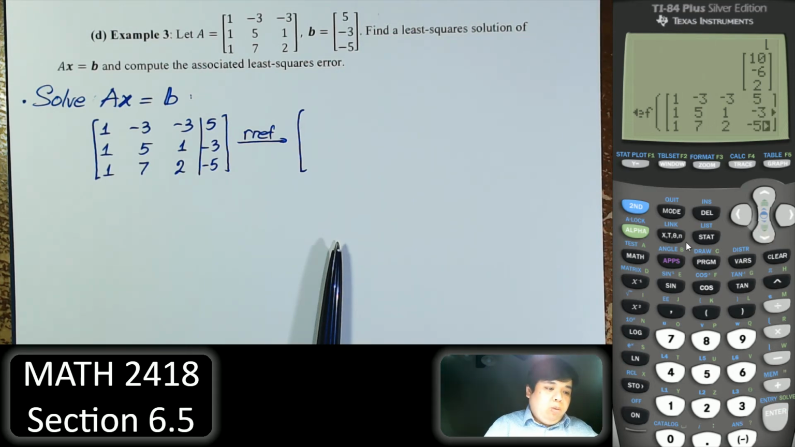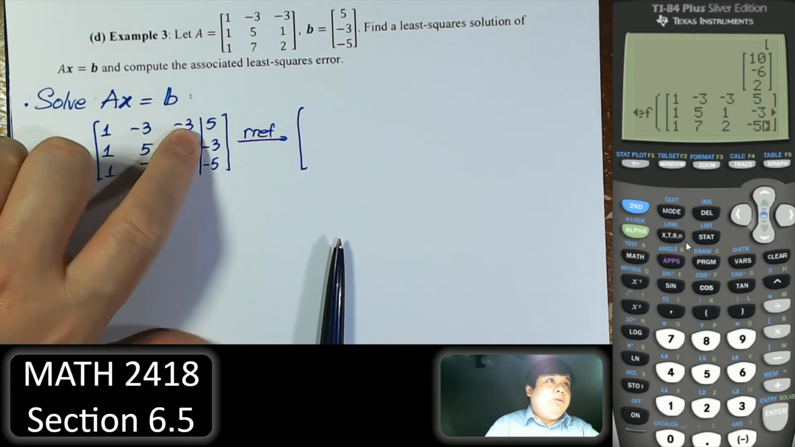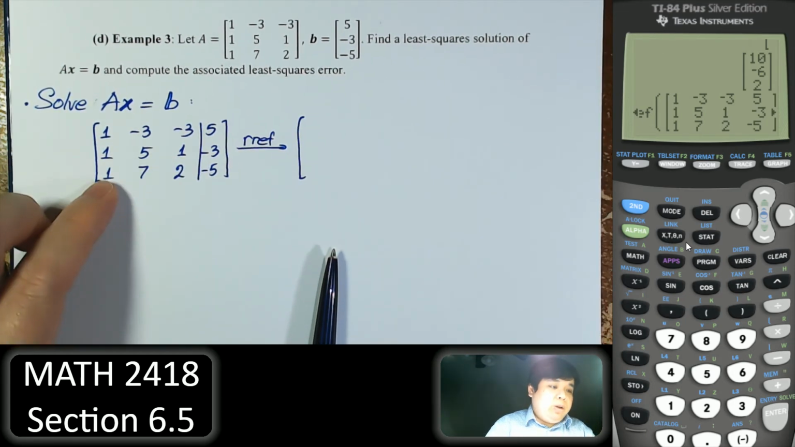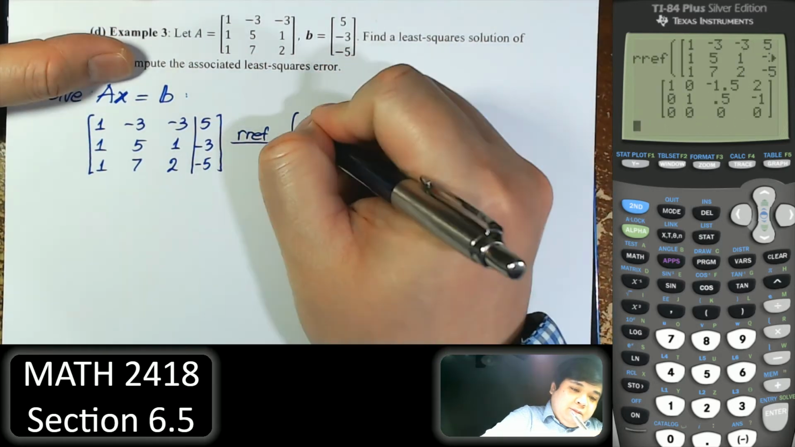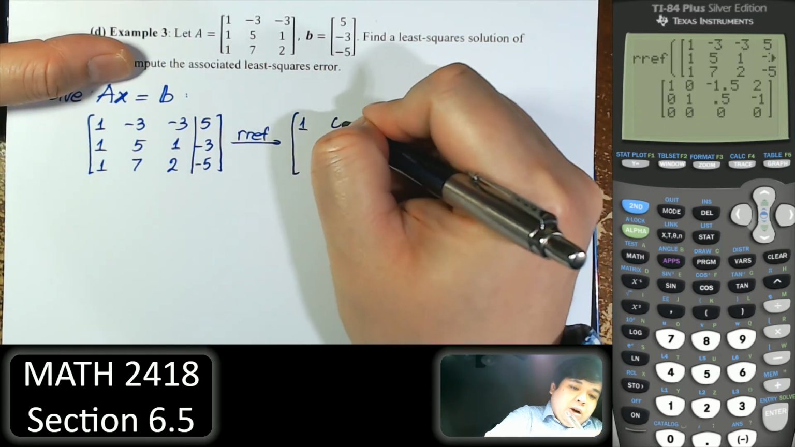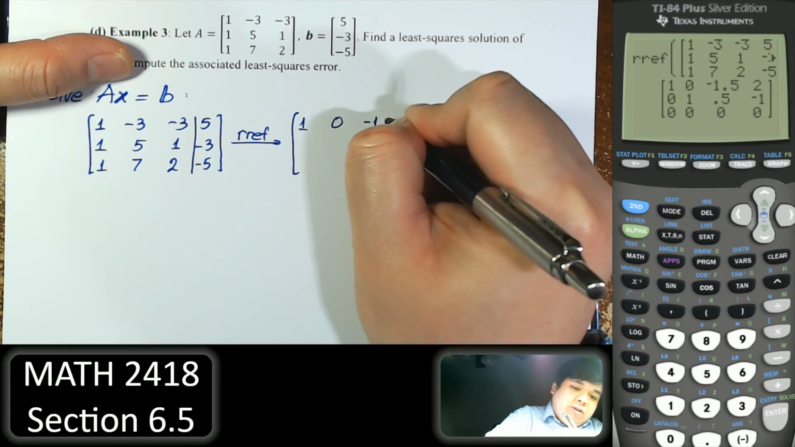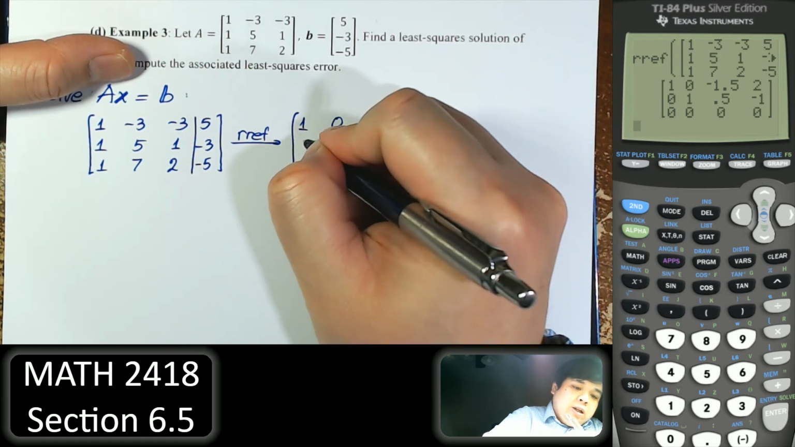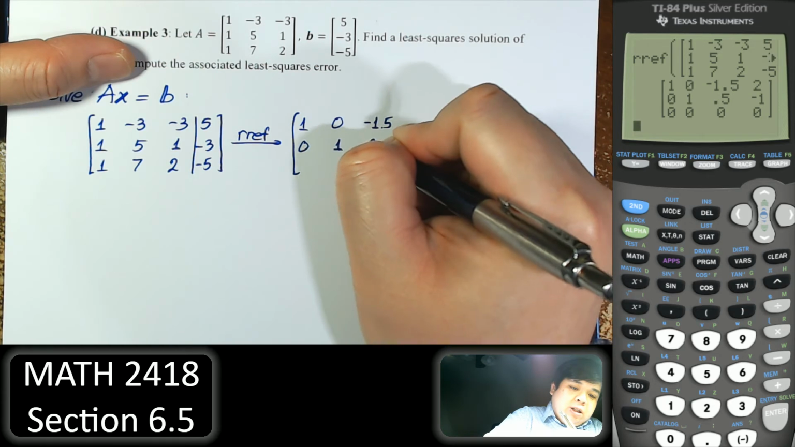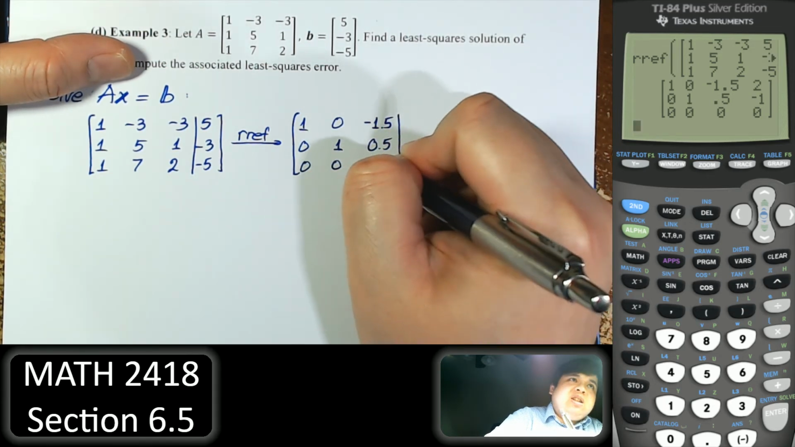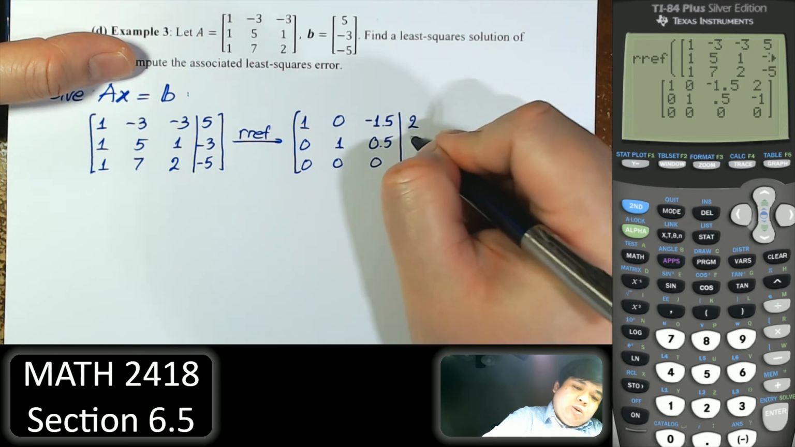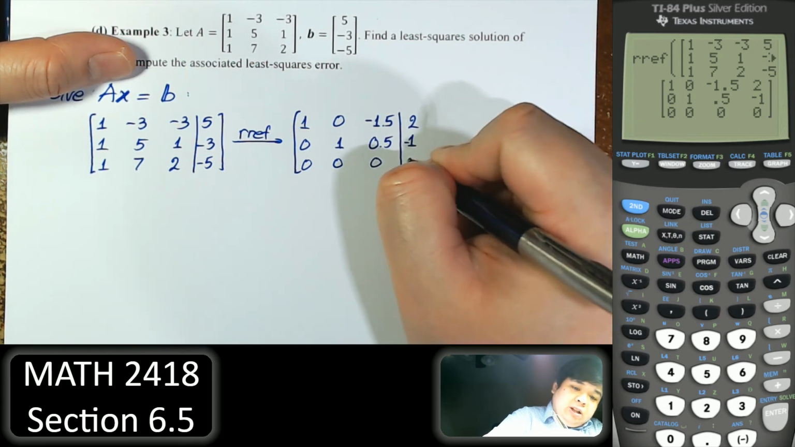1, negative 3, negative 3, 5, 1, 5, 1, negative 3, 1, 7, 2, negative 5. 1, 0, negative 1.5, 0, 1, 0.5. Of course, we can use fractions, but decimal is simple enough. We're just going to stick with decimal here.